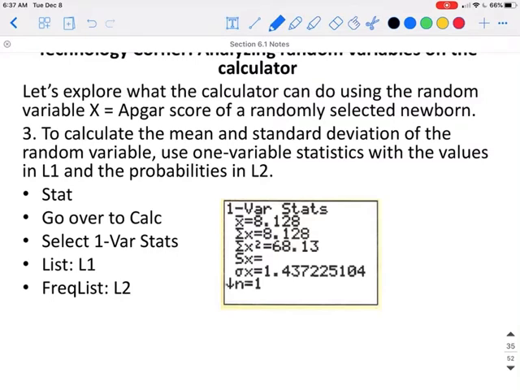Your list is going to be L1, and again, our frequency is going to have to change. Your frequency is normally just 1. You are going to change your frequency to list 2. Again, to do that, you would hit second 2, and that will bring up L2, and then it will calculate the values for you. And again, you can see that our mean is 8.128, and our standard deviation is 1.44.